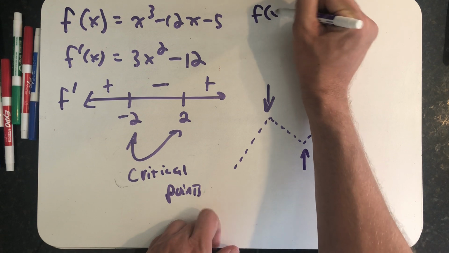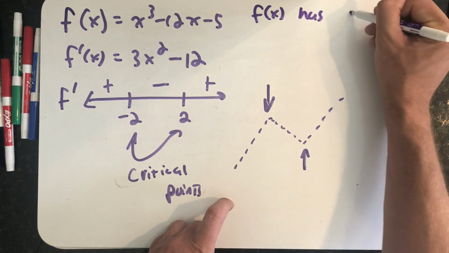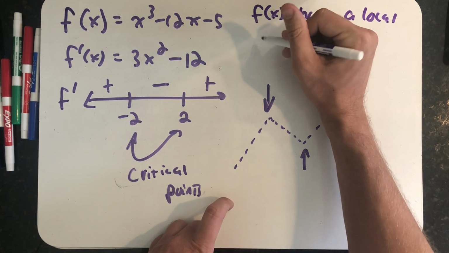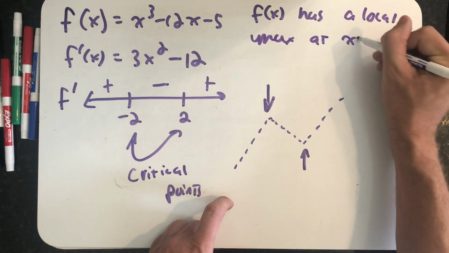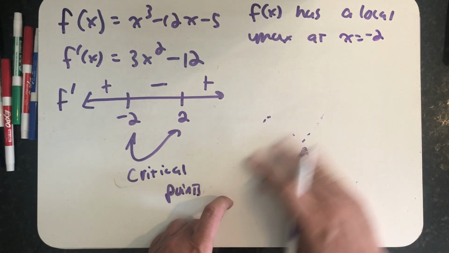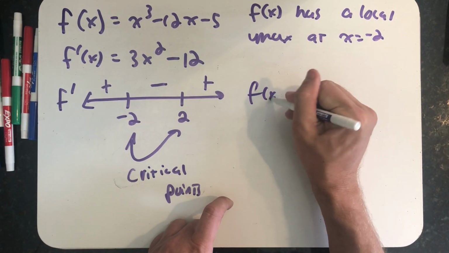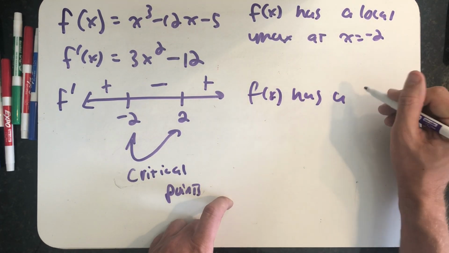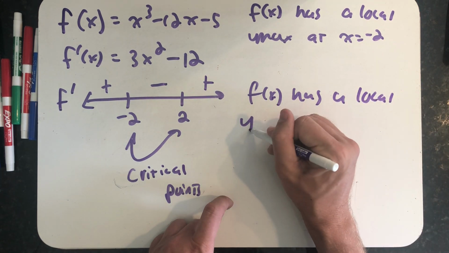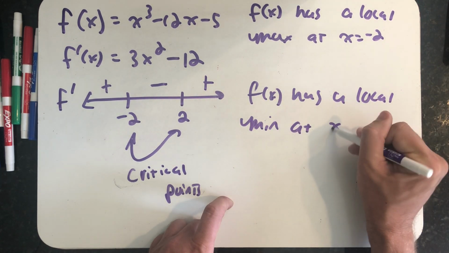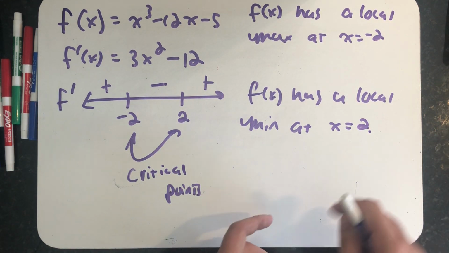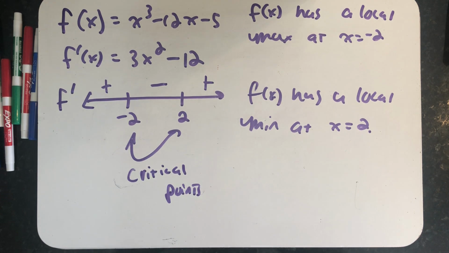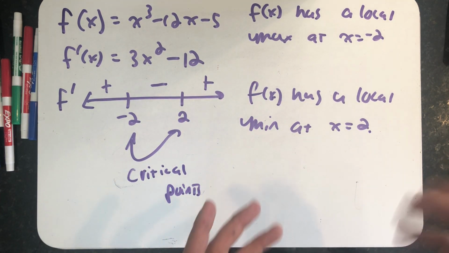So f of x has a local maximum at x equals minus 2, and f of x has a local minimum at x equals positive 2. If I wanted to know what those min and max values were, I'd have to plug my x's into the function and actually find the maximum and minimum values. But I'm happy with this for now.